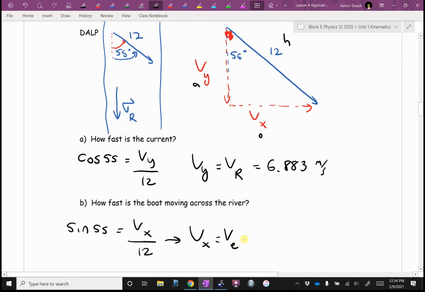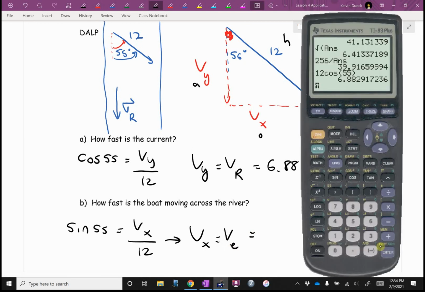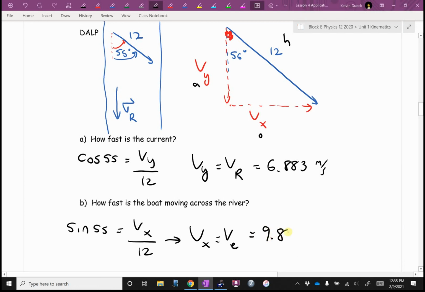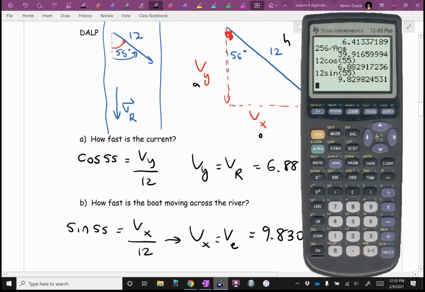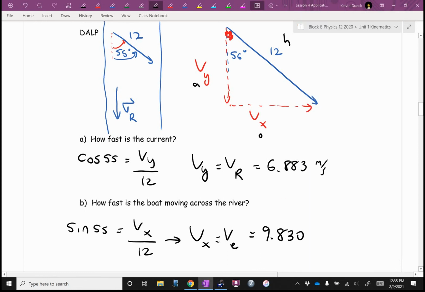is the speed of the boat through still water. I can just backspace and edit. Sine button. You get 9.82, you know what, 9.830. In fact, 9.8300, I think. So that'll work.